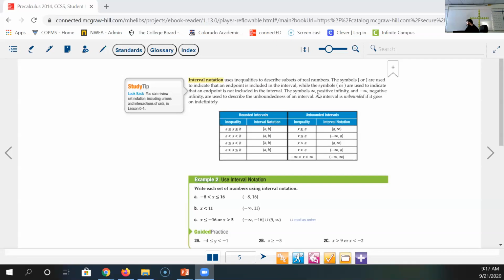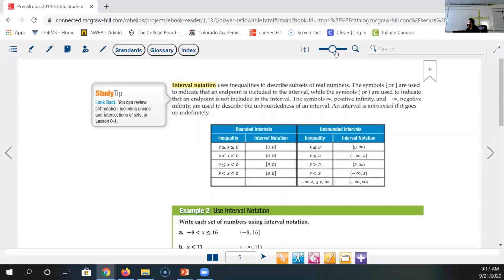So a is less than or equal to x, which is less than b. So you can see we have a bracket next to a saying that, yes, that number is encompassed. But we're going to have a parenthesis next to b saying that that number is not encompassed. Okay, and then we have a is less than x, which is less than or equal to b. So you can see we have a parenthesis next to a, and we have a bracket next to b. And I can zoom in just a little bit more. That way you guys might be able to see it a little better, make it a little bigger. Okay, so those are your bounded intervals.